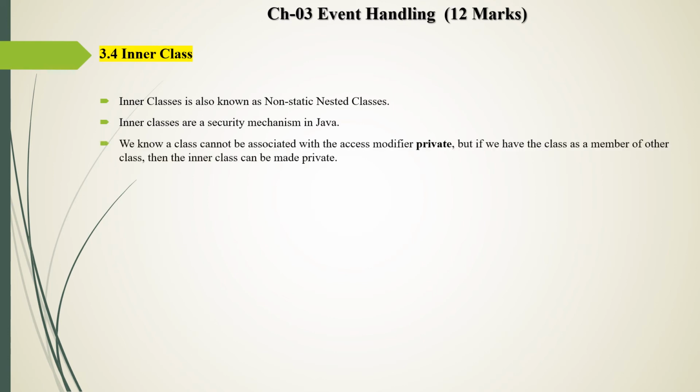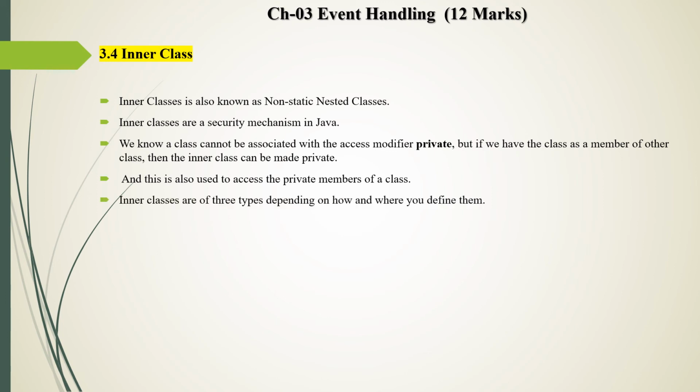Next point is we know a class cannot be associated with the access specifier private. But if we have the class as a member of another class, then the inner class can be made private. So simply, an inner class means we can define one class in another class. That class is called an inner class, and it is used for security purposes. And this is also used to access the private members of the class.